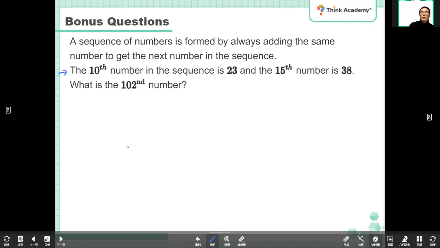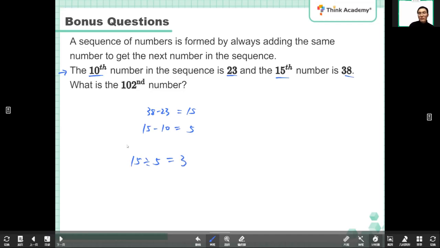This should be easy. First, we find the common difference, which is the difference between the actual numbers, 38 minus 23. Sorry, not the sum, the difference. And then find the difference between the term numbers, 10 and 15. So 15 minus 10. This will give us 15 on top and 5 at the bottom. So divide them. 15 divided by 5 gives us the common difference, 3.